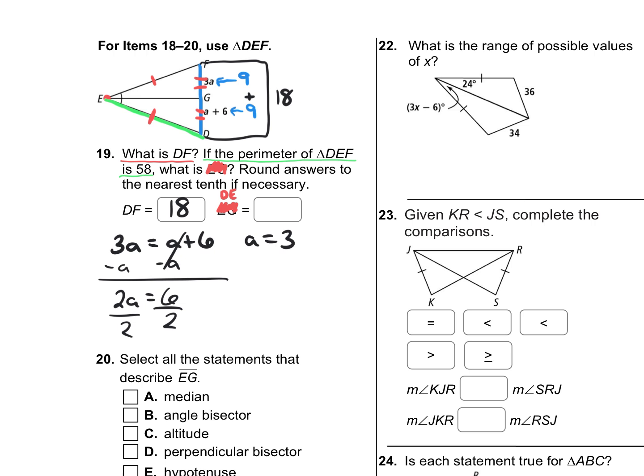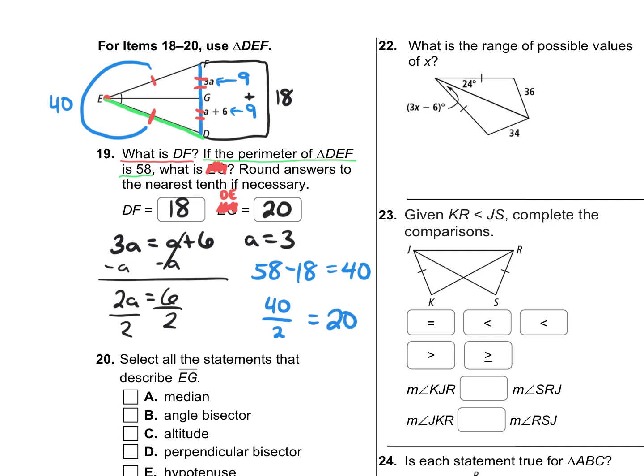So if I know some of it's 18 and the whole thing's 58, how can I figure out the rest? 58 minus 18. Yes, 58 minus 18 to give us 40. That means these two sides add up to give me 40. How can I find one of them if they're the same? Yes, take 40 divided by 2 to give you 20. So 20 is the length of DE.